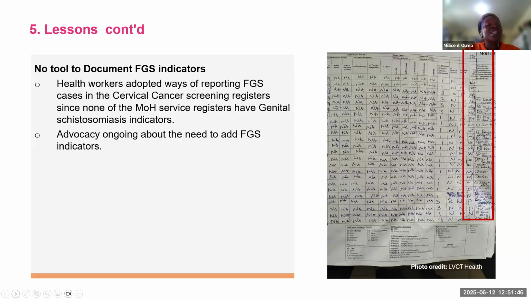But we realized that the space is not enough, because we also wanted to see the follow-up. So they would squeeze in and write their abbreviations, but there's need to have a register. It's one of the advocacy messages we are giving to the national team, to ensure that FGS, or Schistosoma haematobium, has a register where healthcare workers can record the findings or the indicators. Next.